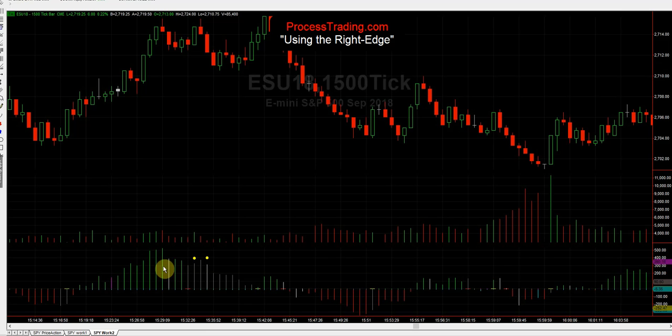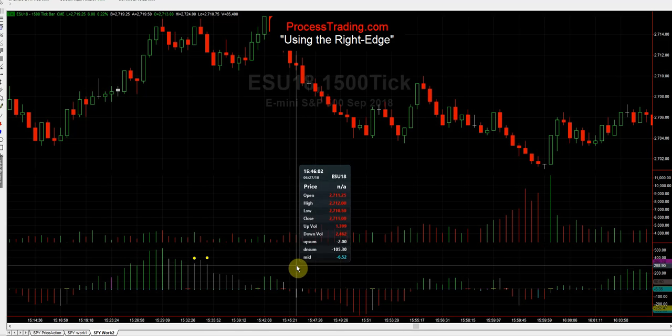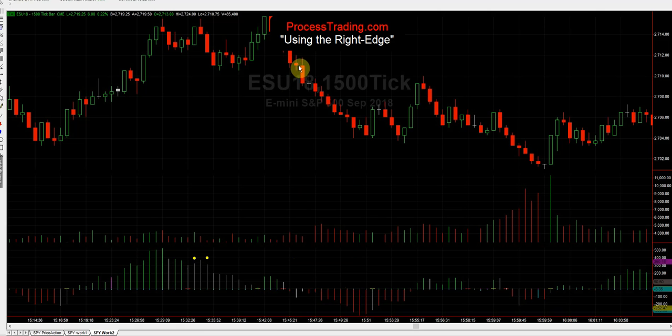Well, you can see how I'm reading all this, and we see the supply coming in right here with another white bar right up here in the upper third of this down move. So I don't know if you can tell that by just these volume bars. That's why this internal energy from processtrading.com and the right edge system lets you read the right edge. It lets you read what's going on over here.